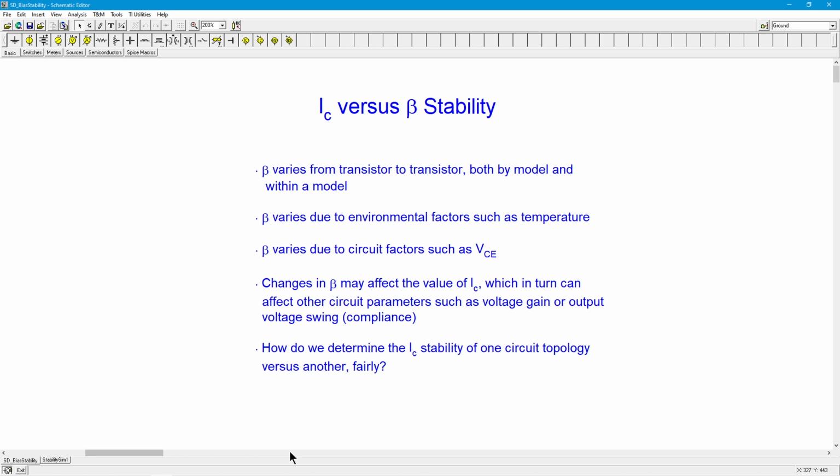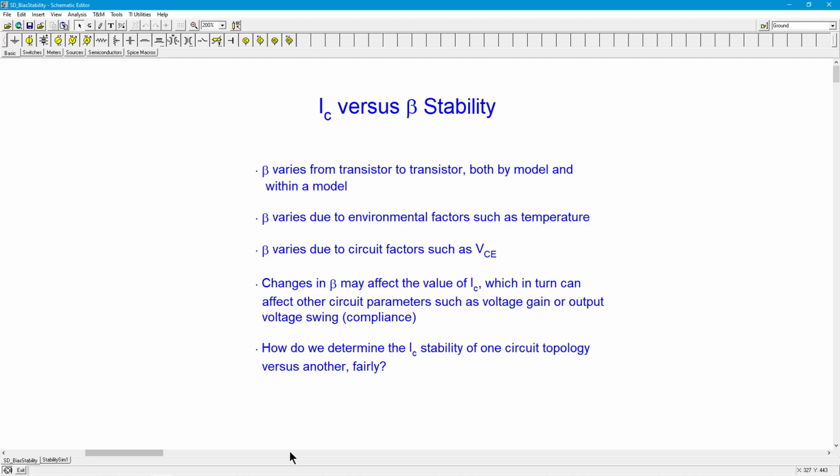Secondly, we know that beta will vary due to external environmental factors such as the temperature. Generally speaking, as the temperature goes up, the beta is going to go up, okay? There are other characteristics we might consider along with that. Then there are circuit parameters. Beta will vary in accordance with things like the collector emitter voltage or the actual collector current. So all of these things play a role in setting exactly what the collector current is going to be via changes in beta, because beta is an important characteristic in determining the collector current.